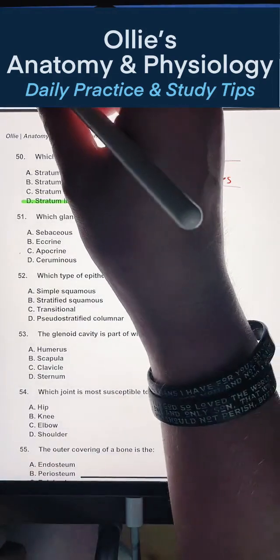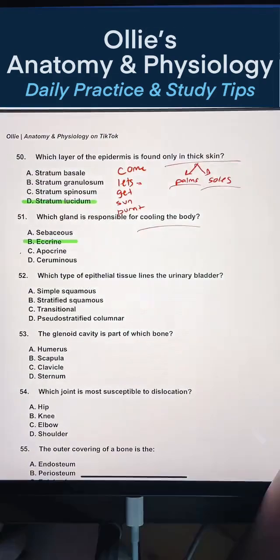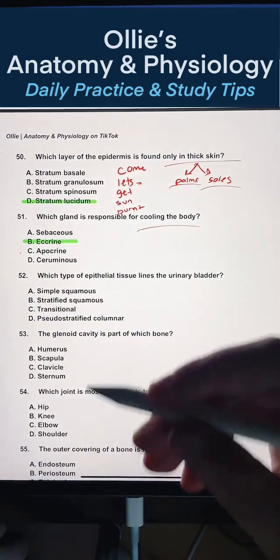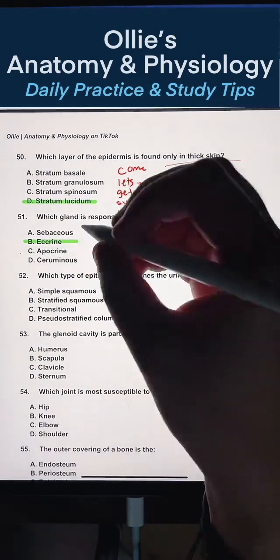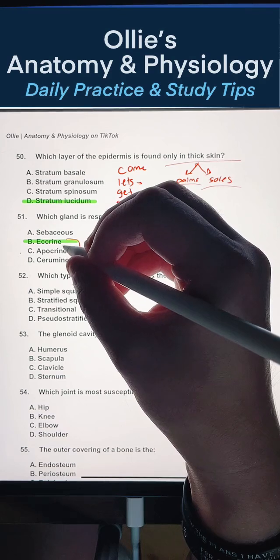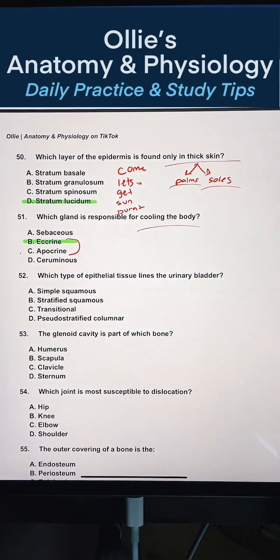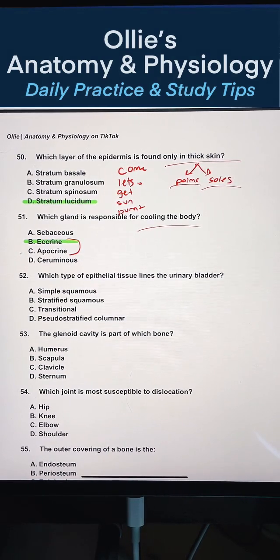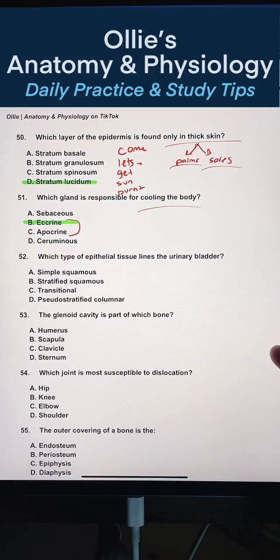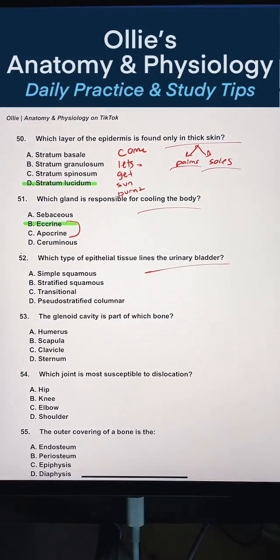But number 51, the answer is eccrine. Eccrine glands secrete the watery sweat for thermoregulation. Remember that in terms of sweat glands, you have eccrine glands and apocrine glands. Your eccrine glands are all over your body, and that's the most common one for thermoregulation. Apocrine glands are in your armpits and groin area and become active after puberty. That's mostly with scent. So if you don't put on deodorant and you are stinky, that's because your apocrine glands are responsible for that.